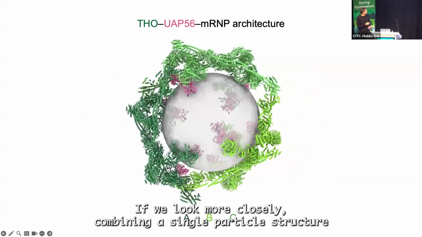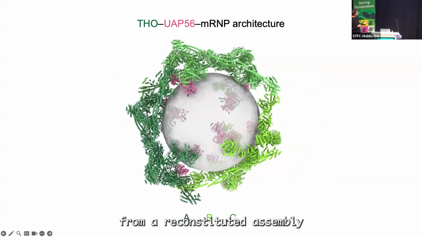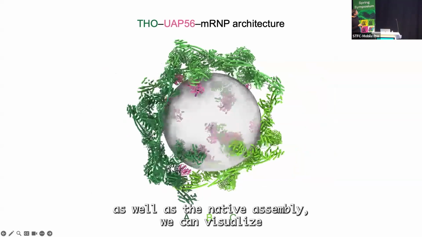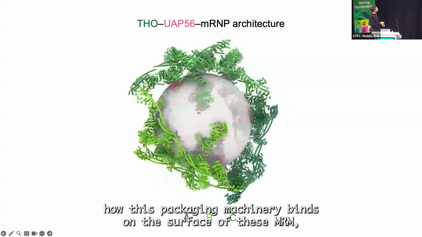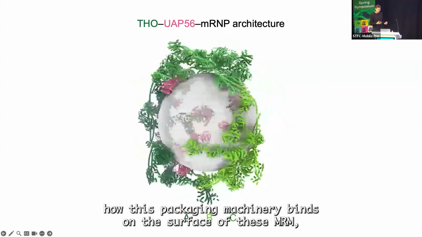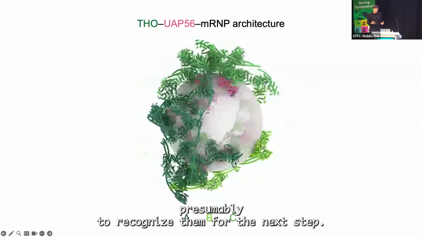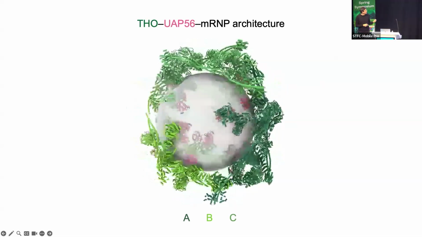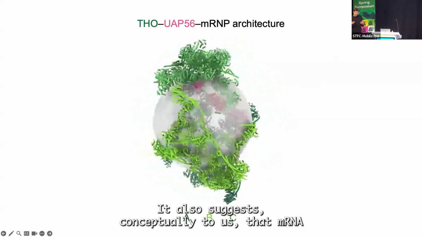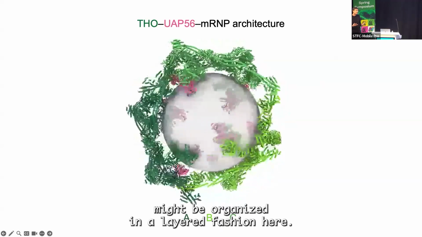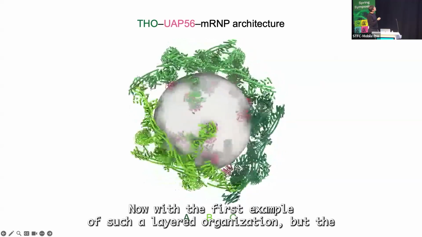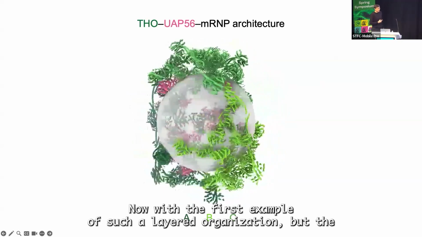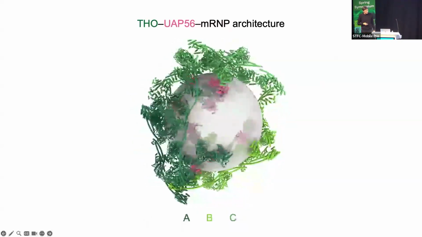If we look more closely, combining a single particle structure from a reconstituted assembly as well as the native assembly, we can visualize how this packaging machinery binds on the surface of these mRNPs, presumably to recognize them for the next step. It also suggests conceptually to us that mRNPs might be organized in a layered fashion. Here now with the first example of such a layered organization by the TREX complex itself.